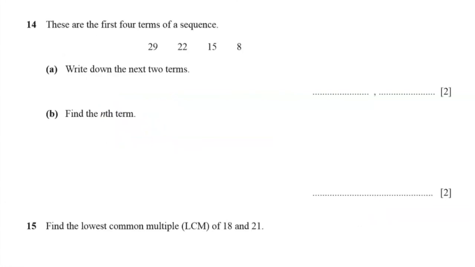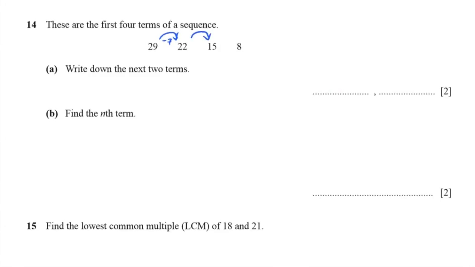The first four terms of a sequence, 29, 22, 15, 8. Write down the next two terms. Well, we have to work out what's happening here. And the easiest thing to check is, well, let's just subtract numbers, right? So if we take 29, what do we subtract to get to 22? Well, we need to minus 7, right?